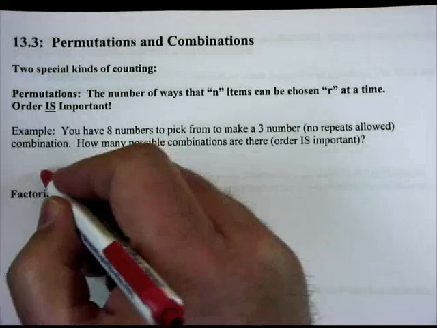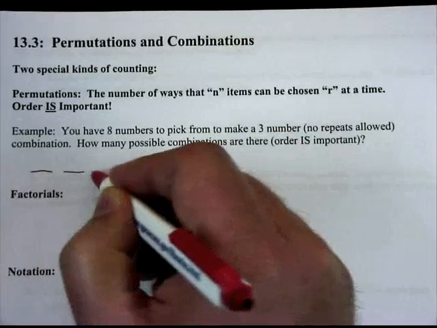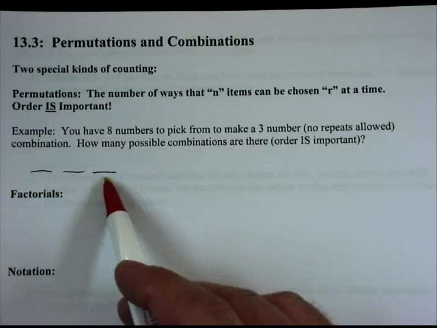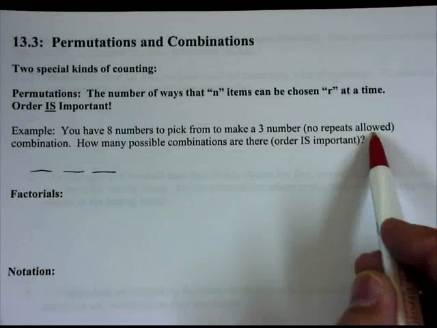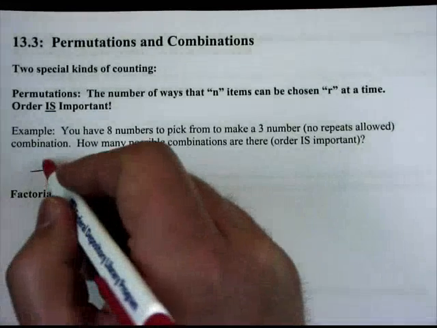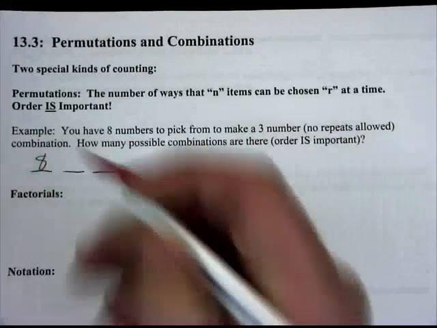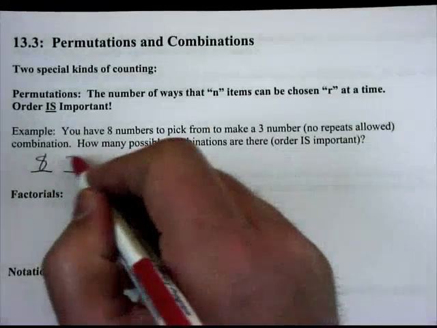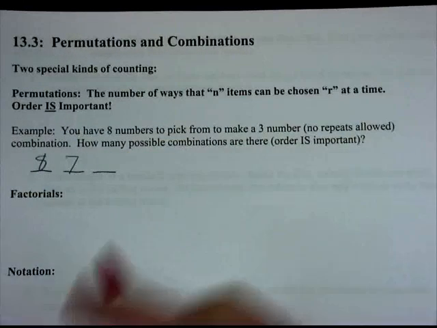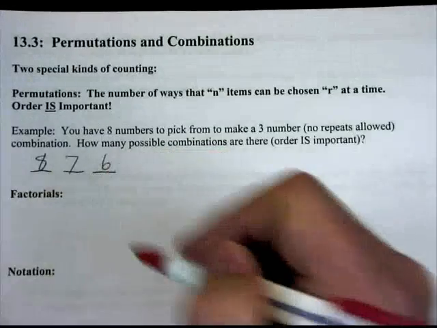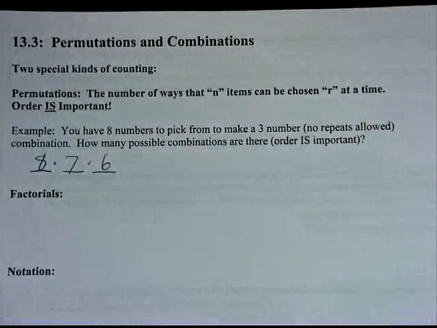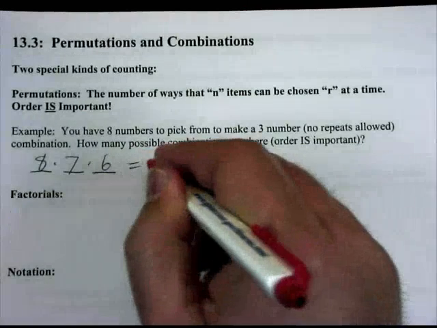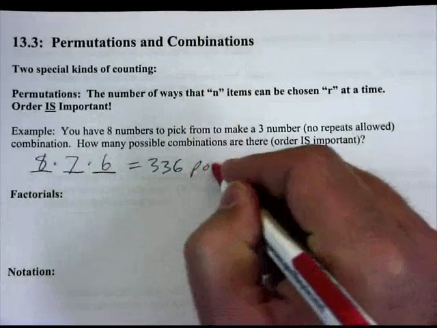Okay. So if we go back to just using our slot method, we've got a 3-number combination, and we want to know how many possible combinations there are, and we said no repeats are allowed, and the order is important. So we say that there are 8 numbers that could go here. Once I choose one of the 8 numbers, since no repeats are allowed, there's only 7 numbers that can go in the second slot. Once I've chosen these two, there's only 6 numbers left that could go there. And so I'm going to multiply those together, 8 times 7 times 6, and that's going to give me 336 possibles.